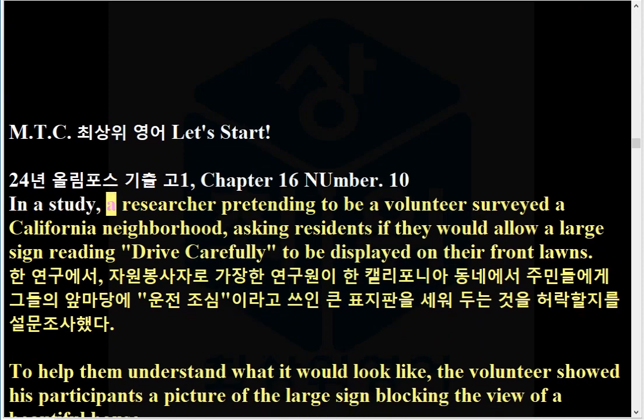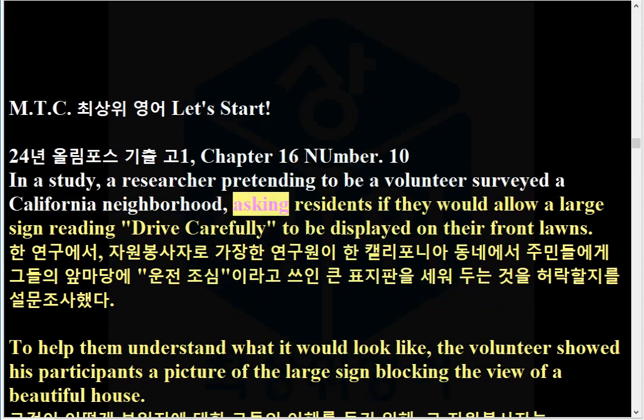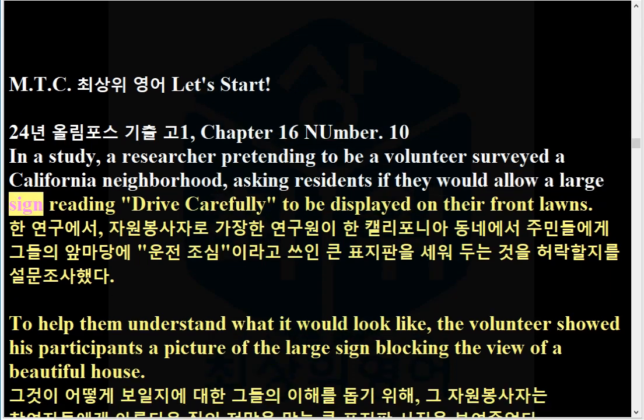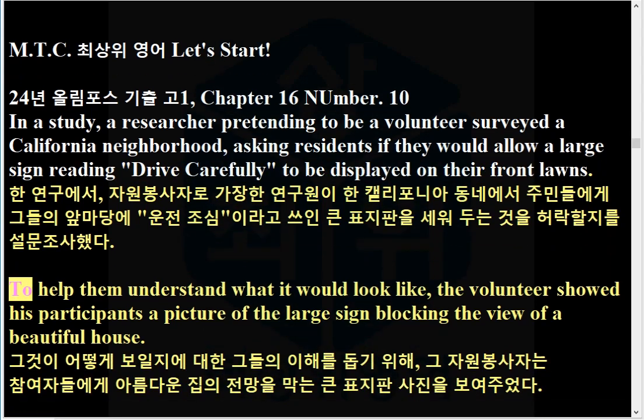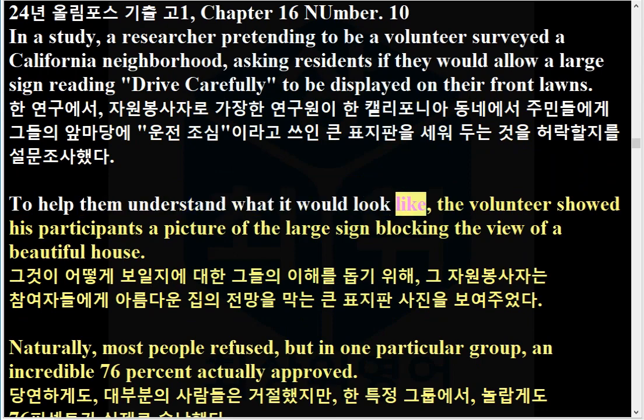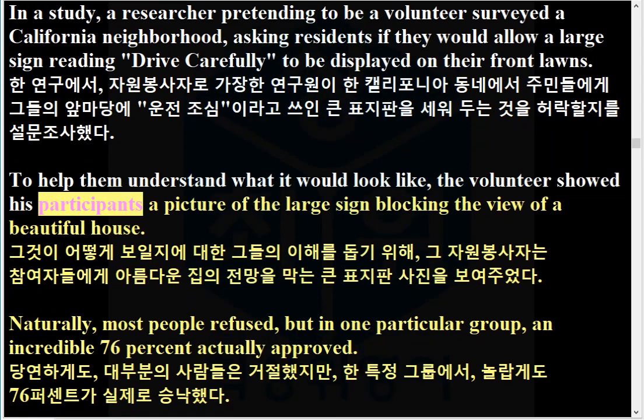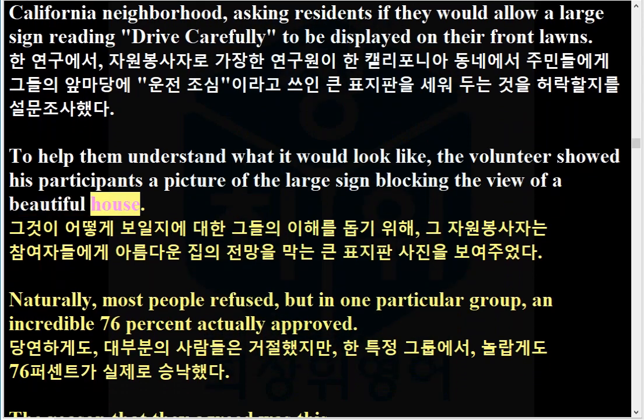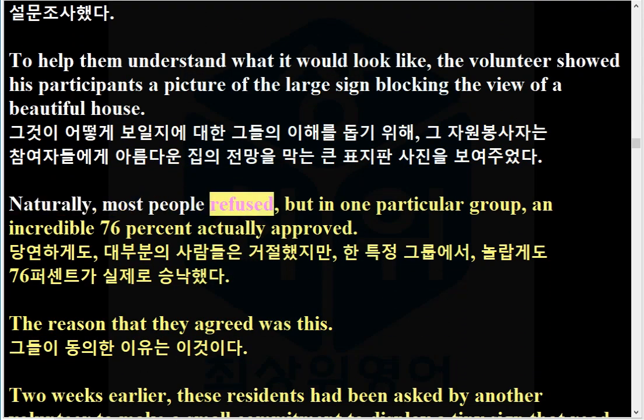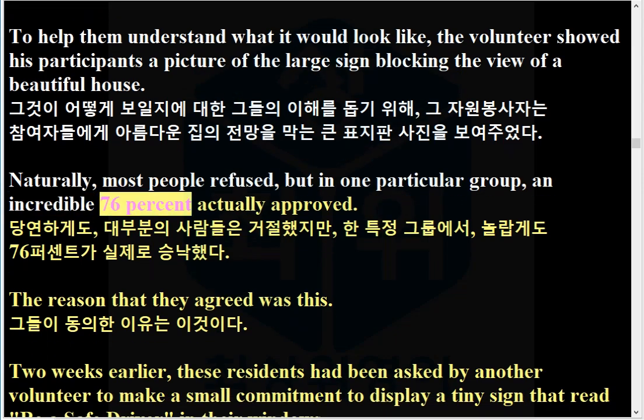In a study, a researcher pretending to be a volunteer surveyed a California neighborhood, asking residents if they would allow a large sign reading "Drive carefully" to be displayed on their front lawns. To help them understand what it would look like, the volunteer showed his participants a picture of the large sign blocking the view of a beautiful house. Naturally, most people refused, but in one particular group, an incredible 76% actually approved.